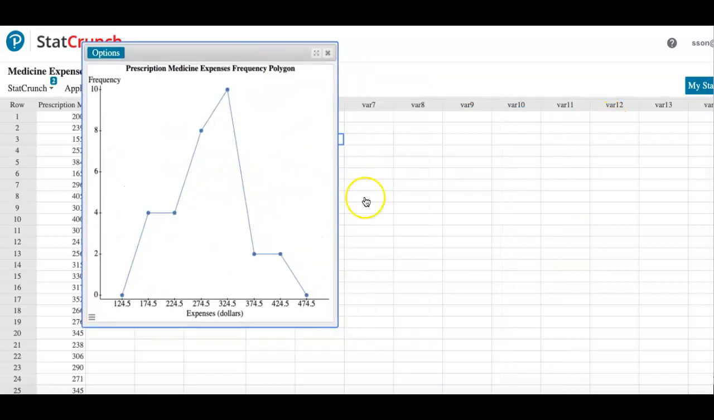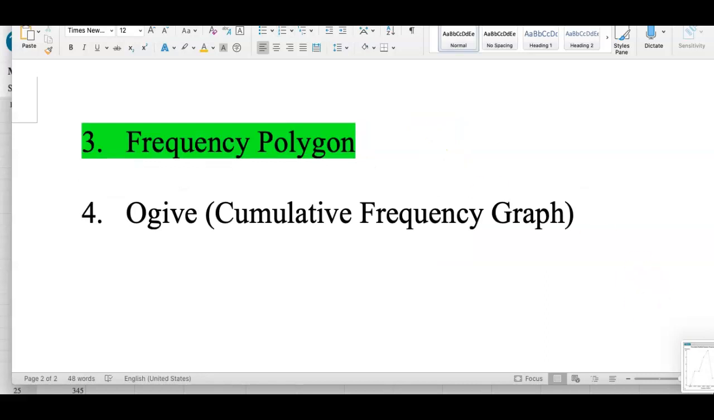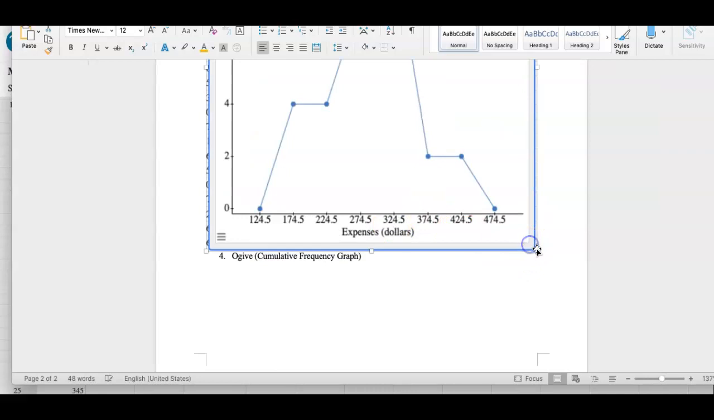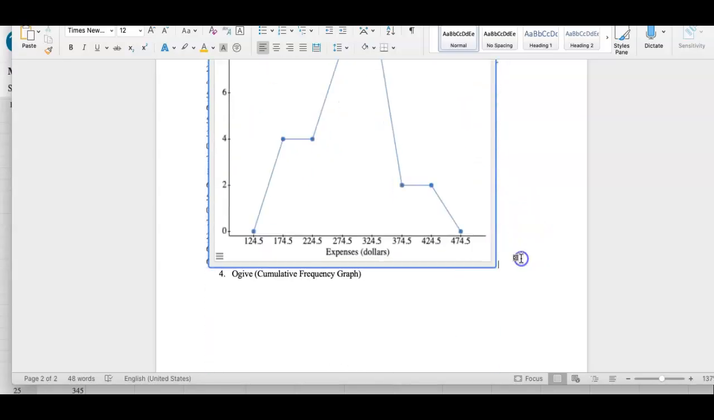So I will now take a screenshot of this. And I will attach it on my Word doc. You know, the hardest part about this problem is figuring out the midpoints. You do know how to find the midpoint. You just have to add the lower and upper bound and divide by 2.